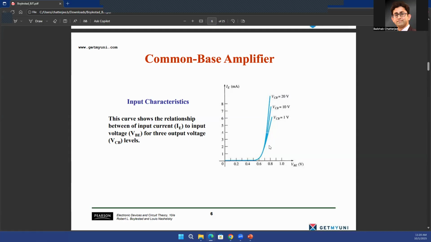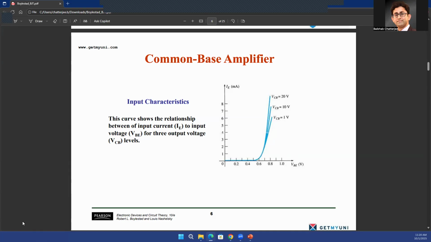Now, because the input looks like a diode, it's either a PNP or an NPN BJT. That means the input side, emitter to base, could be either a P to N or an N to P, so it's still a diode. The characteristic of that diode will be the same as what you have seen before. So this is the IV characteristic, the input current versus the input voltage.